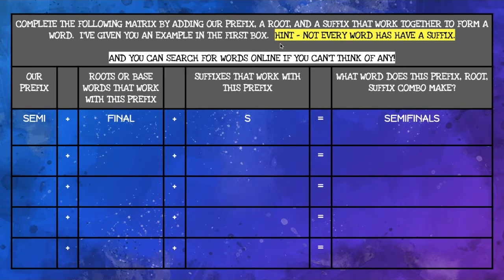So, for example, I've done the first one for you. If I take our prefix of the week, which is semi, you should have already figured out, and combine it with a base word, such as final, and then add on the suffix, that little math problem equals semifinals, which is a word. Here's a hint, take note of this: not every word has a suffix. So for instance, if I wanted to, I could say semifinal. I didn't have to add on an S on here, but sometimes it just helps you create a word that you like.